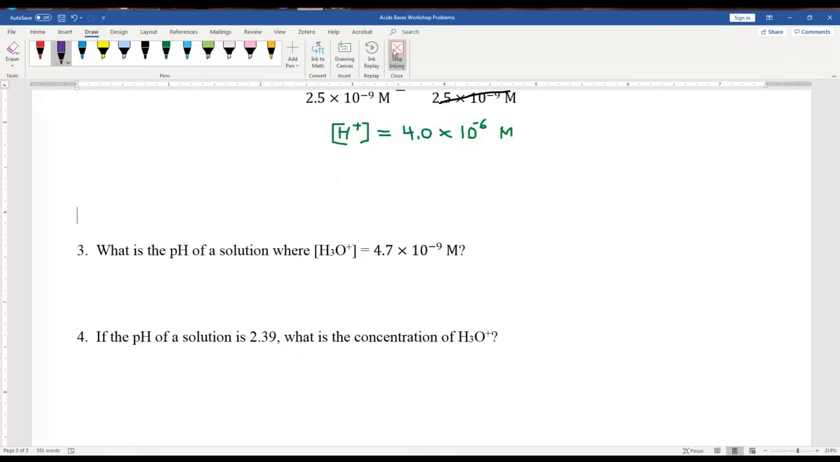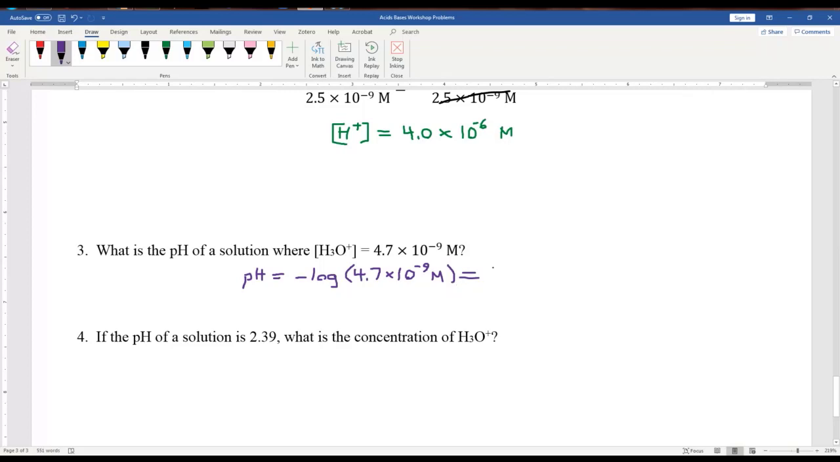Now, if we're just going to do the pH of H3O+, which is what we're doing here, then it's actually a whole lot easier. All I have to do is just plug in the numbers. pH is equal to the negative log of 4.7 times 10 to the negative 9. Remember, H3O+ and H+ are interchangeable. They're the same thing.